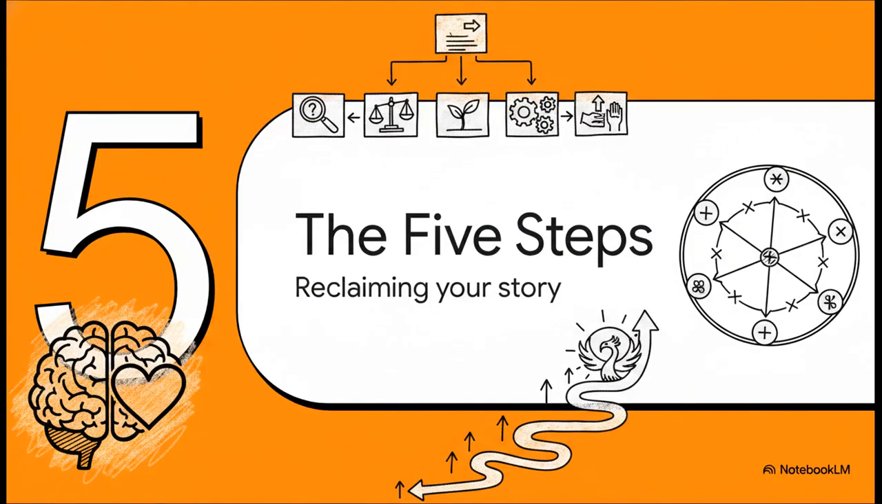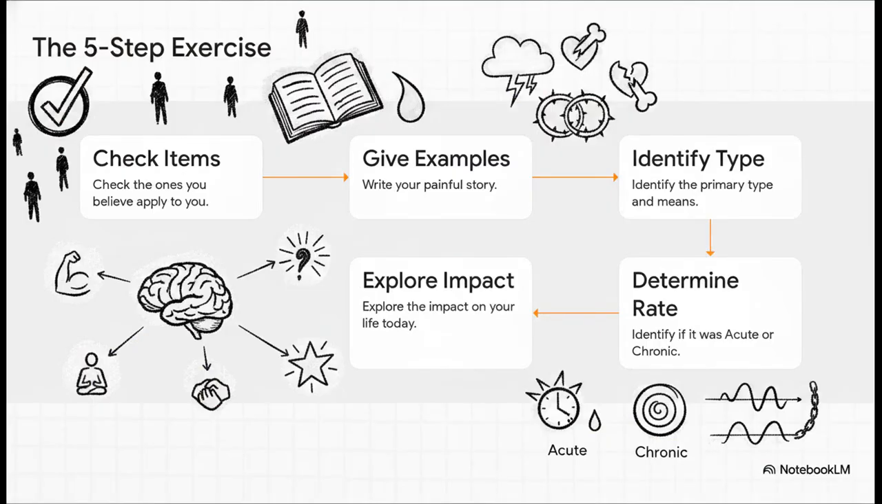And finally, Section 5, the 5-step identification exercise. So, now that you've got the complete vocabulary and you understand that matrix of invasive acts versus neglect across all 6 domains, let's explore how to actually apply this framework to your own life and reclaim your story. When you sit down to do this exercise, please give yourself some grace and just take it one step at a time. Step 1. Check the items that you believe apply to you across those 6 domains we just discussed.